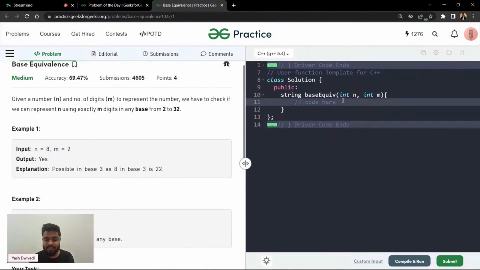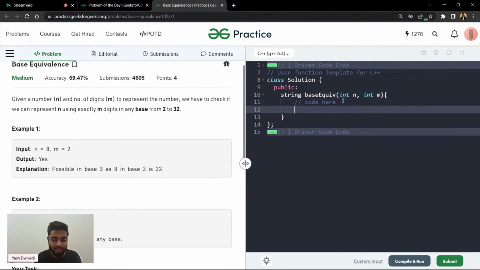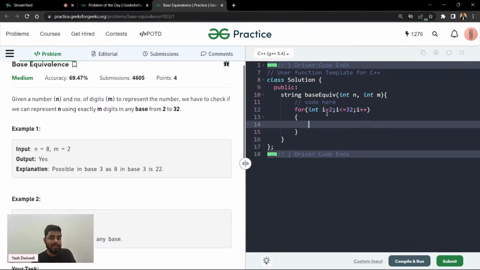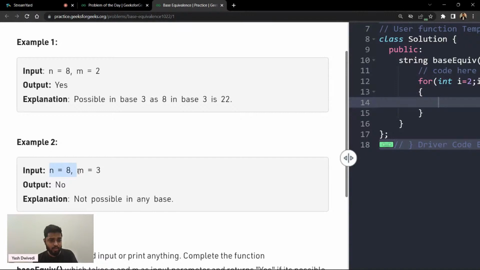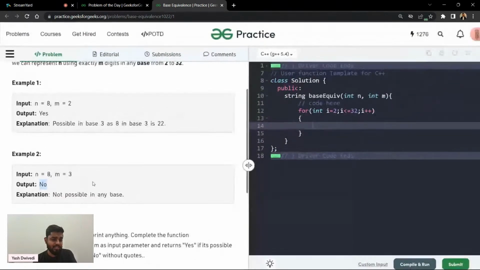I'll iterate from where? I'll say that for int i starts from 2, i is less than or equal to 32, and then i plus plus. So for all the bases, I'll try to convert it for each and every base. Whenever I get the number of digits in a particular base as m, then I will simply return yes. Otherwise I have to return no, because if you see n is equal to 8 and m is equal to 3, can I represent 8 with 3 digits in any base? No. So that is why the answer here is no.